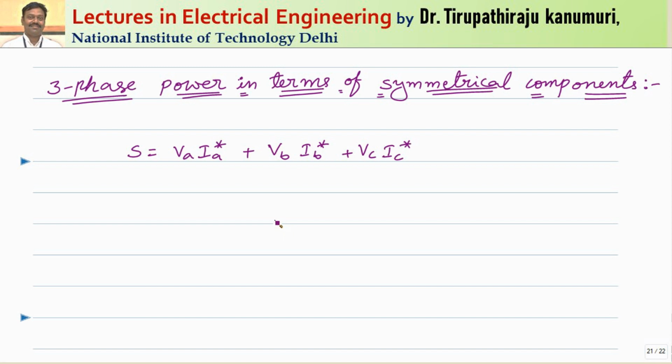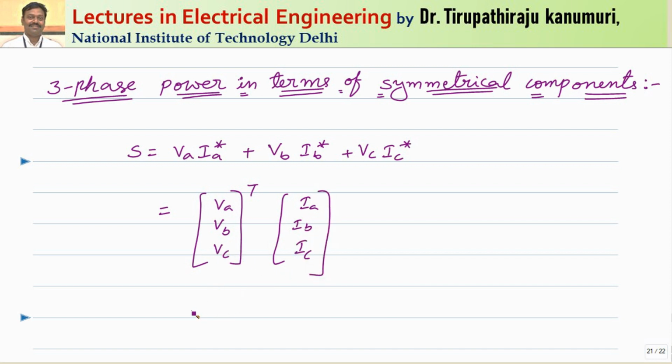So this one I want to represent in terms of symmetrical components. So this VA, VB, VC, I can write in this form. VA, VB, VC transpose means it will come horizontally. So this I can multiply with IA, IB, IC, I can write in this form, agree with me?